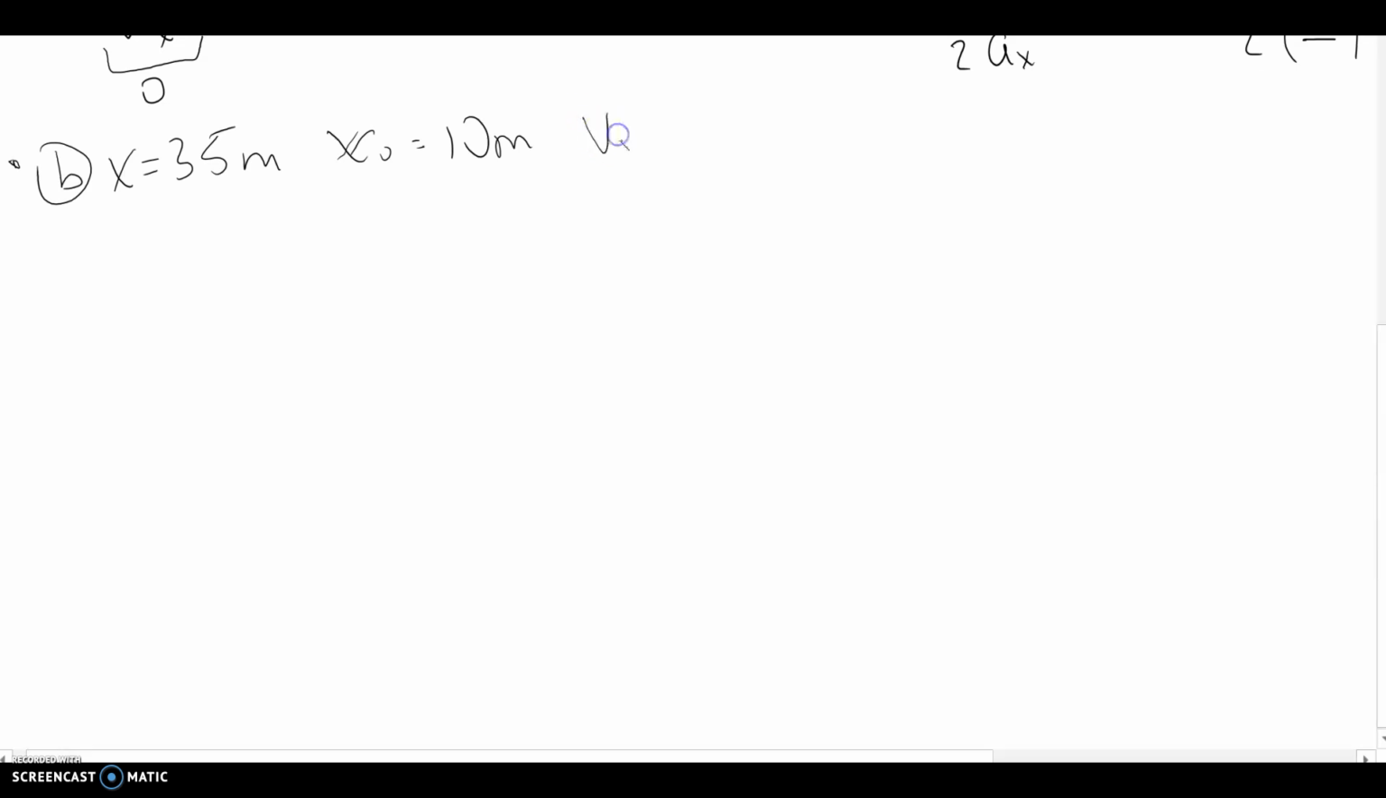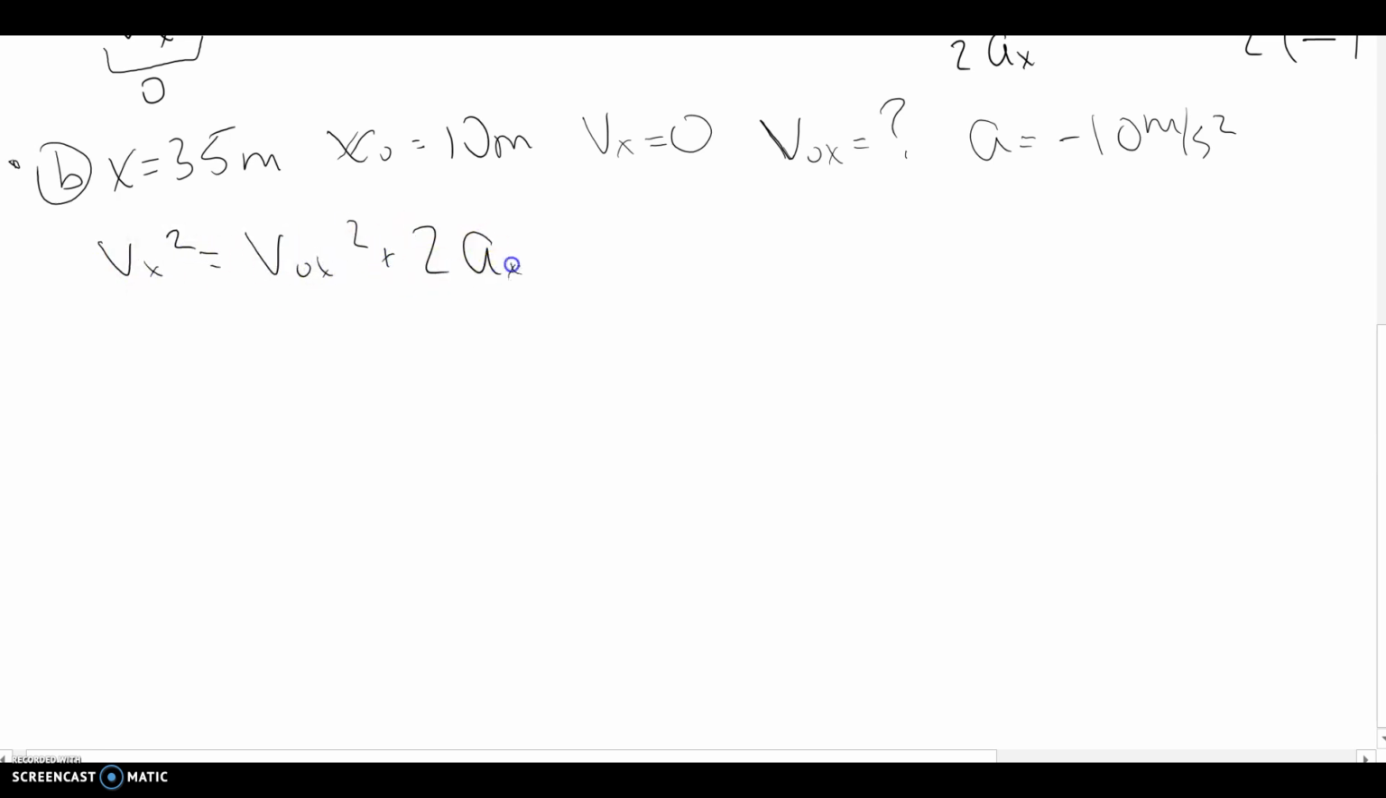Our final speed is still going to be 0. And we want to know what our initial speed is going to be, right? And we still know our acceleration is that negative 10 meters per second squared. Again, we don't know time. We could solve for time and do it that way. I'm just going to use the no time equation again. But this time we are solving for our initial velocity.